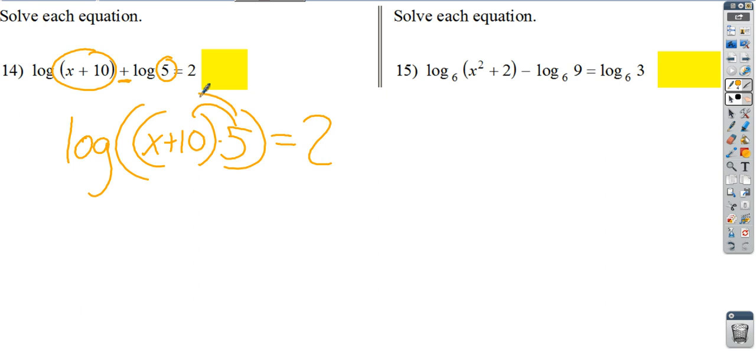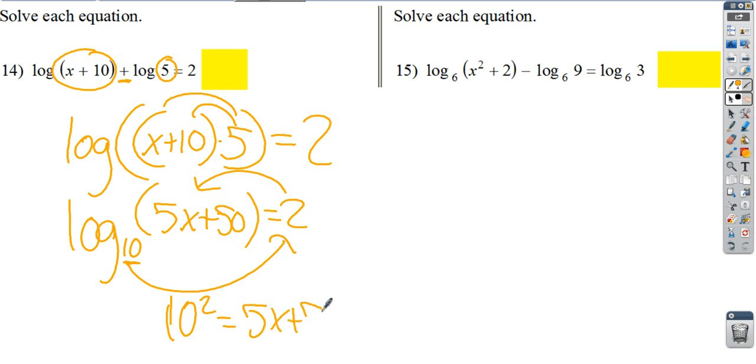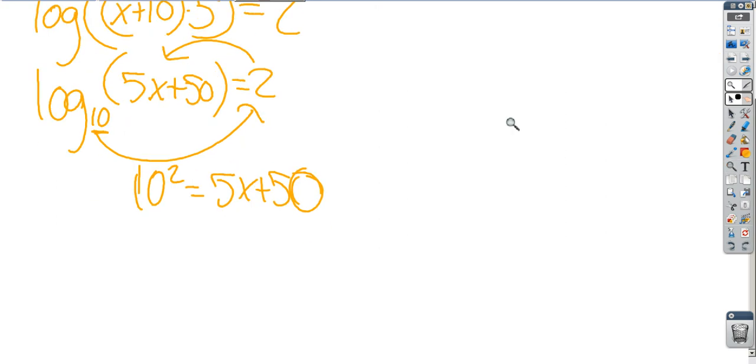Let's distribute the 5 right there. So we get the log. By the way, they're not telling us the base, so that means the base is 10. If they don't tell you, then assume that it's 10. 5 times x plus 10 would be 5x plus 50. It's equal to 2. Now we change this to exponent form. So 10 raised to the second power equals that. 10 to the second equals 5x plus 50. Whoops, that's supposed to be a 0 right there. And then 10 to the second is 100, so we will subtract 50 from both sides. 100 minus 50 would be 50.